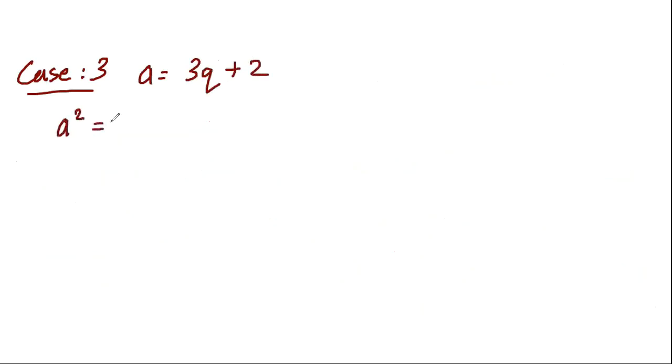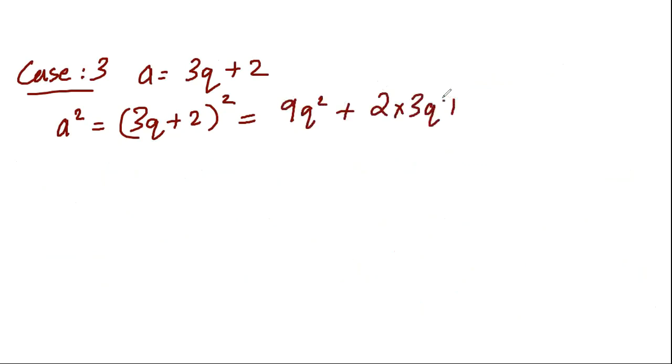Now let's consider case 3. In case 3, we are considering a as 3q plus 2. Then a square is equal to 3q plus 2 whole square. Here also we can expand this using a plus b whole square. A square, 3q square, okay, I shall write this as 9q square, plus 2 times 3q into 2.